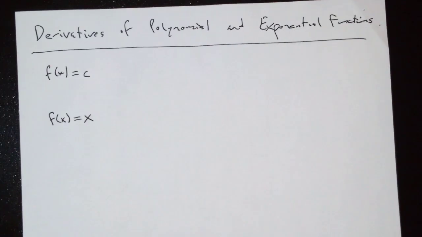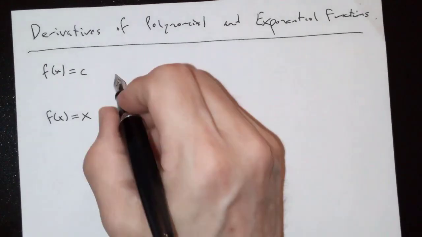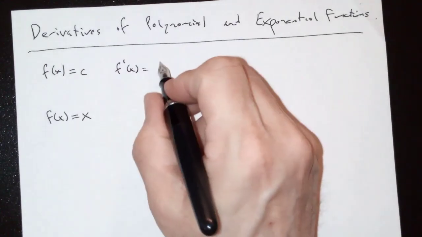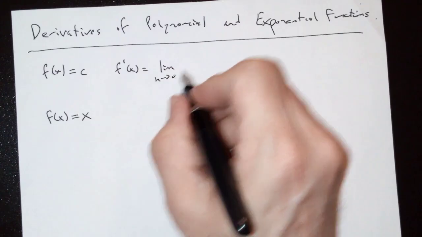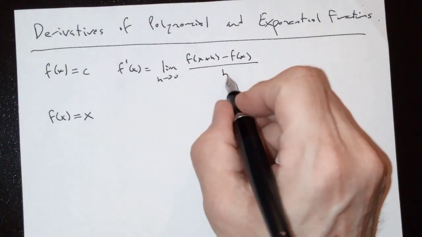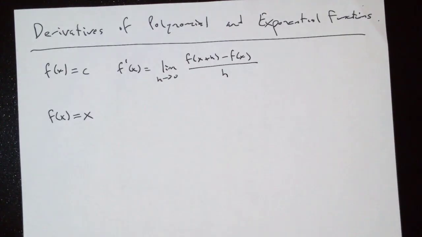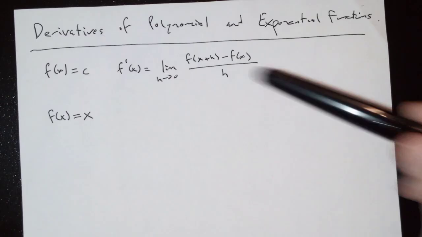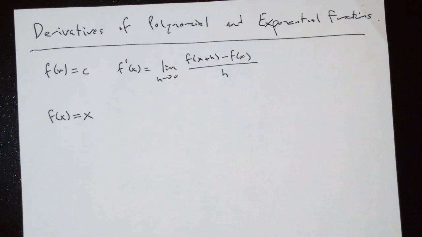And let's think about their derivatives. So I have here a constant c. If I use the limit definition to get f prime, I'm going to take our function and plug in x plus h. But the thing about a constant is no matter what I plug in, I get the same constant. So when I plug in x plus h, I get c. When I plug in x, I get c.